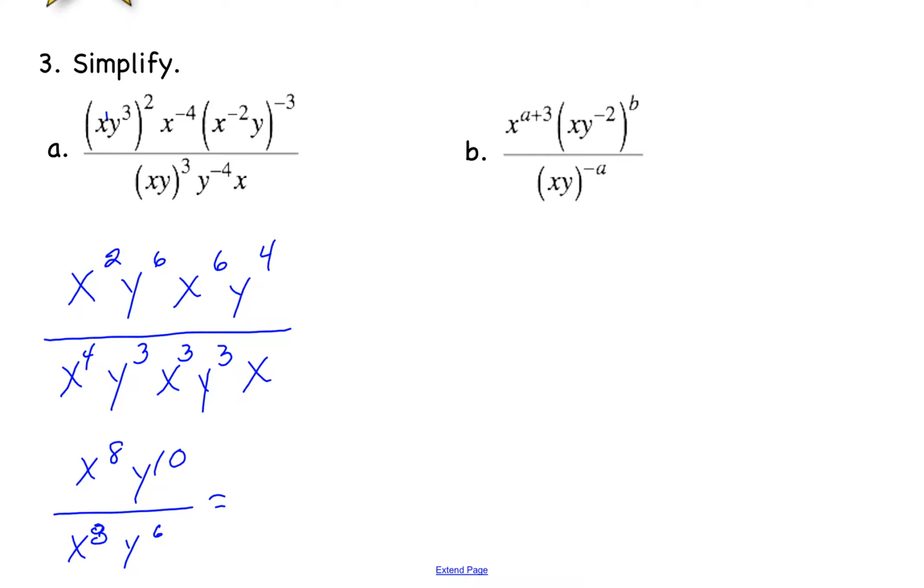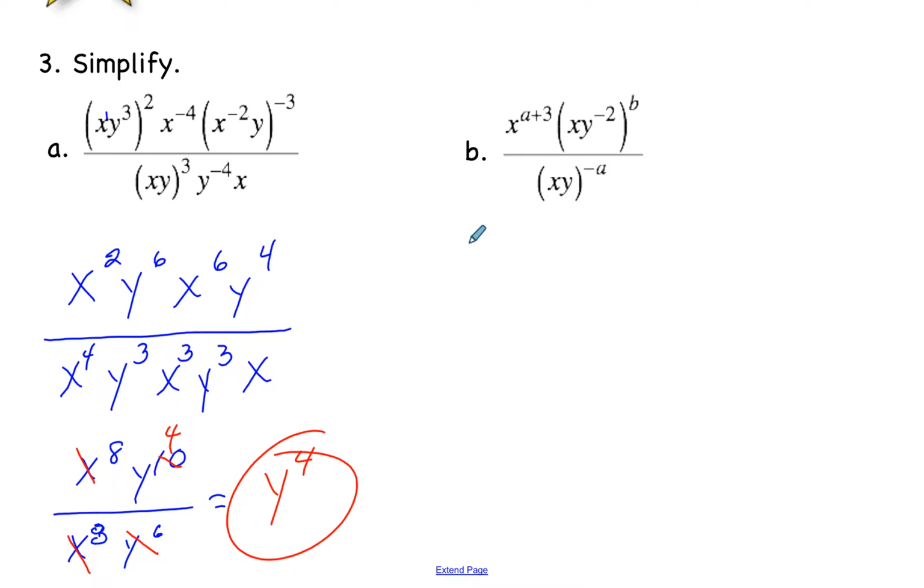So now we can simplify this. X to the 8th and x to the 8th, those completely cancel. They become 1. They're the same power. Y to the 10th over y to the 6th. These 6 will cancel with 10 of those, and we're going to have 4 left. So we're going to get y to the 4th is our final answer.